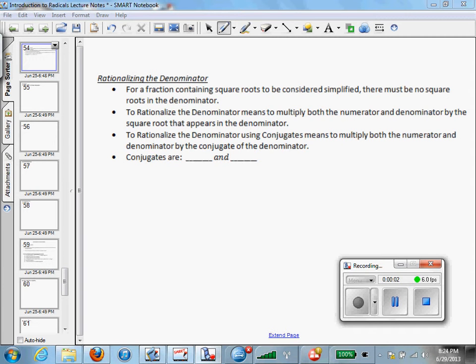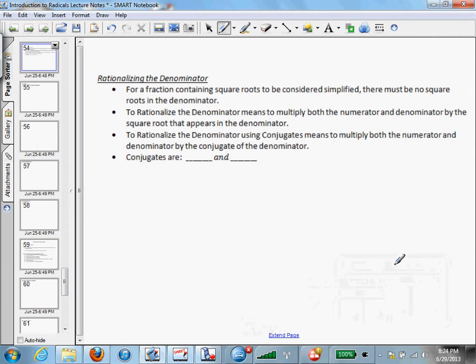Hello, and I want to welcome you to a discussion on rationalizing the denominator of rational expressions. So, what we need to look at are these rules. For a fraction containing square roots to be considered simplified, there must be no square roots in the denominator.